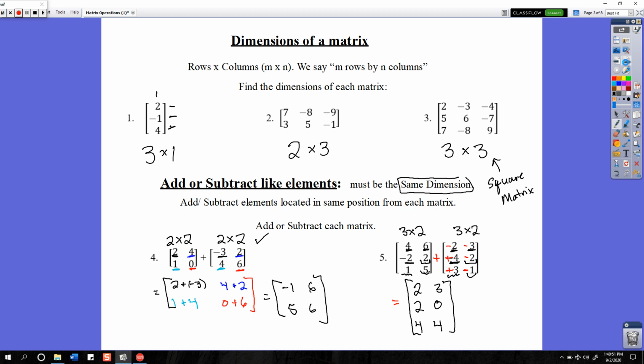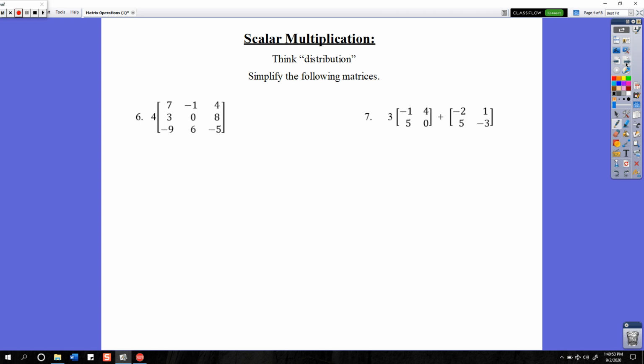Now, the next thing we're going to look at is scalar multiplication. Think about when we had a problem like 2 times x plus 4. What did we do with that 2? Well, we distribute it, right? Same principle here. If I have a number in front of the matrix, I'm going to distribute that number to everything inside of the matrix. So I'm going to distribute that 4 to everything inside. You don't have to show this every time. I'm just showing it for this problem.